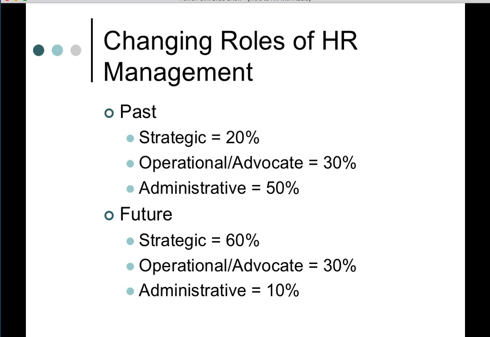The operational or advocacy kind of stuff has remained fairly stable over time, but the administrative stuff, the things like the paperwork and doing the performance appraisals and making sure we've got a compensation system that works, HR is spending less time on the actual administration of those systems, and management is doing much more of that. So as you can see, we've gone from 50% of an HR professional's job being spent administrating HR policies to them being much more involved in the strategy, and the administration really falls on the managers to do this.